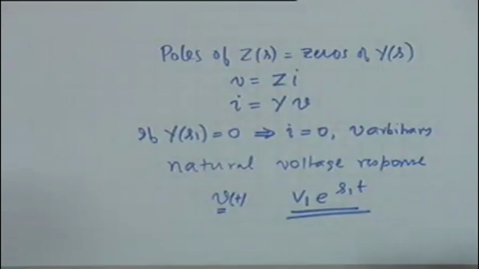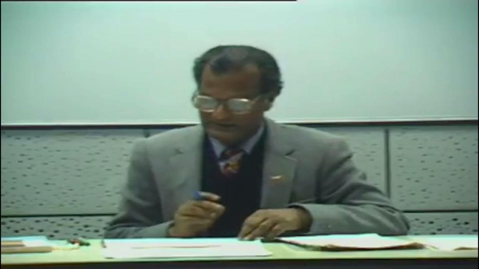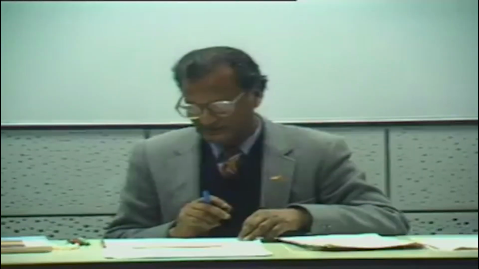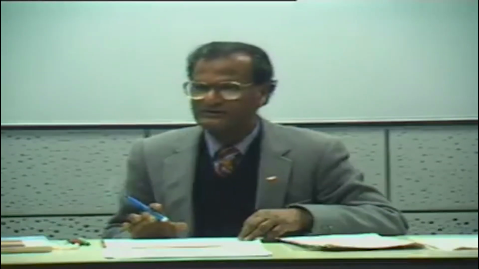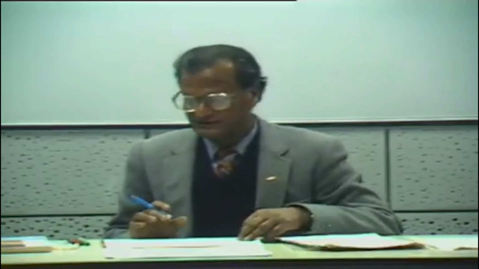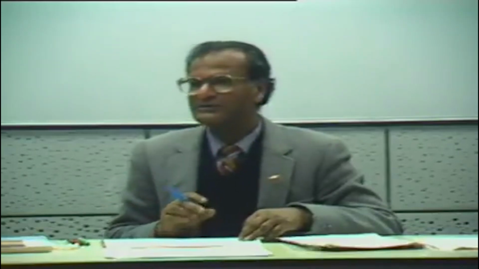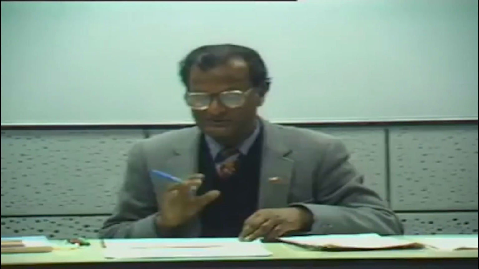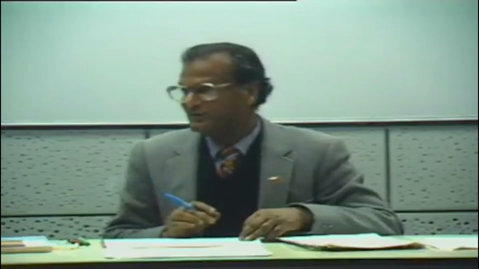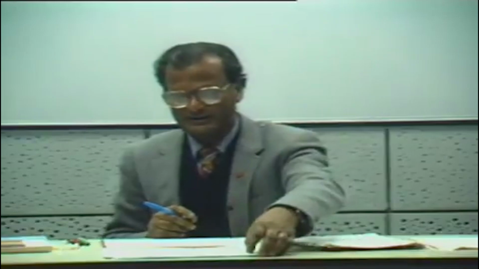Alright, let's take another example to illustrate this point, that is the interpretation of poles. I repeat, zeros are associated with the natural current response and poles are associated with natural voltage response. These are new concepts, and I will go very slowly, and I want these concepts to soak in, because in later classes we will simply assume, we will not explain why we are doing this. We will simply find out the poles and zeros and say this is the voltage response, this is the current response, and so on.